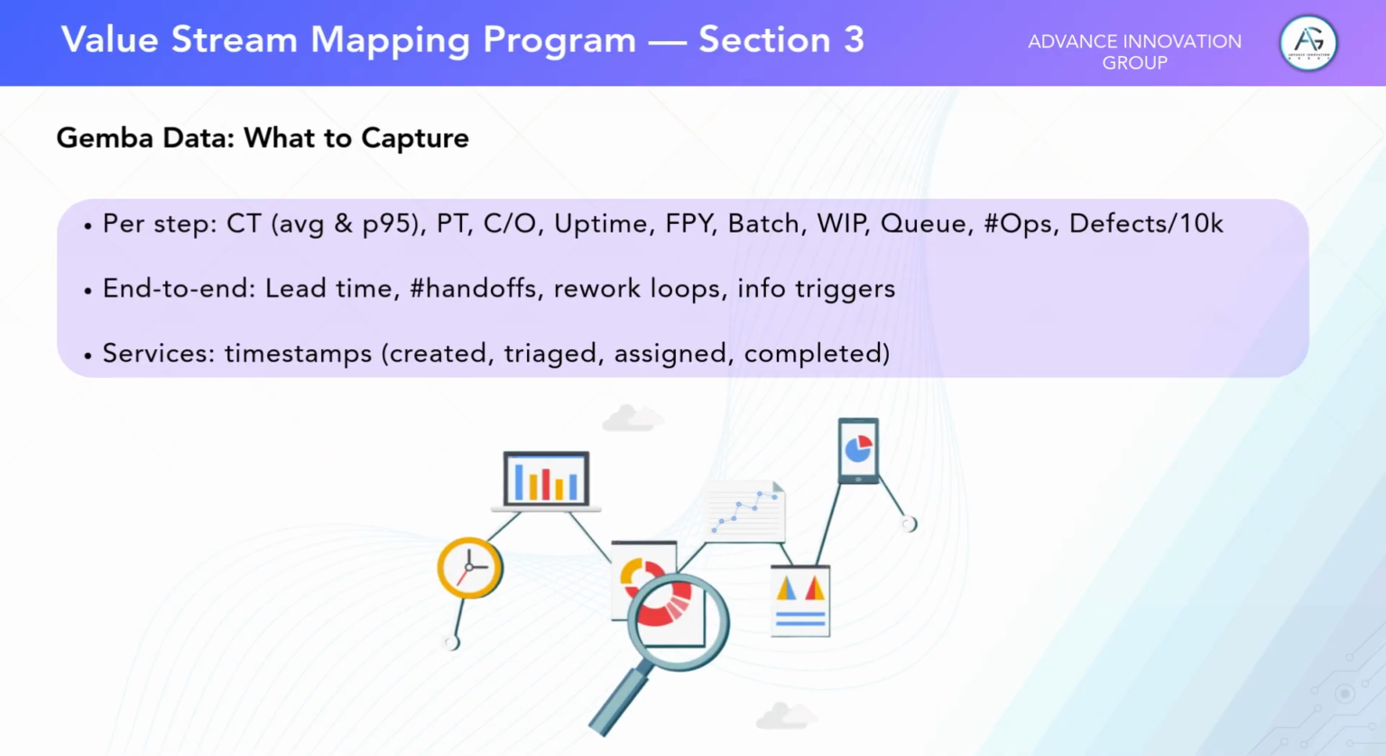When collecting Gemba data, focus on capturing facts directly from the workplace. At each step, record details like cycle time, process time, changeover, uptime, first pass yield, batch size, VIP, queue time, number of operators, and defect rate. For an end-to-end view, include lead time, handoffs, rework loops, and information triggers. In service environments, capture timestamps for when tasks are created, triaged, assigned, and completed. These help map flow delays and identify improvement areas.